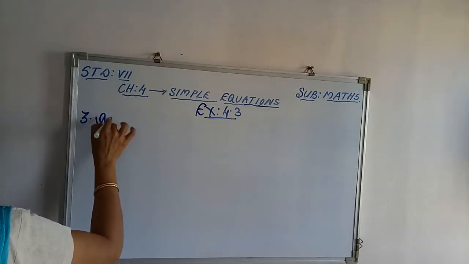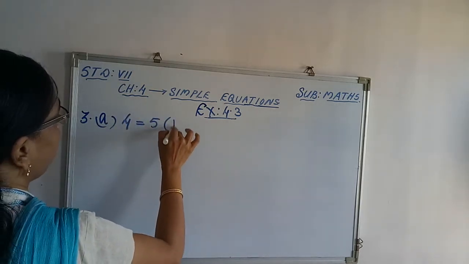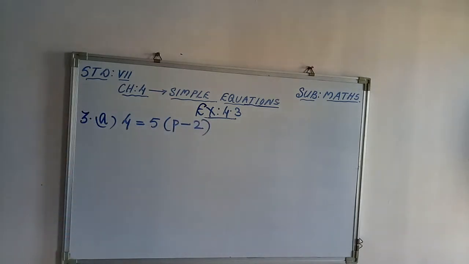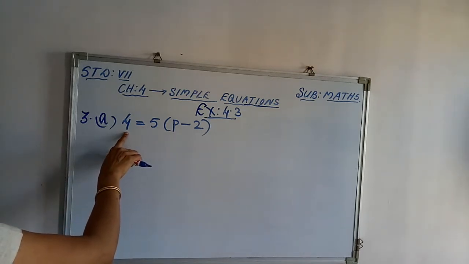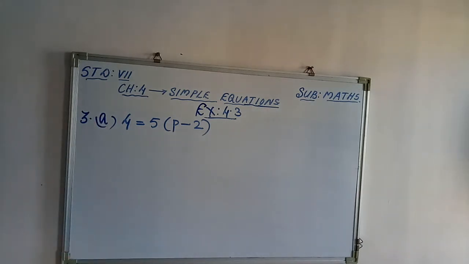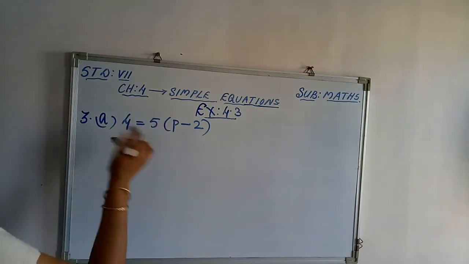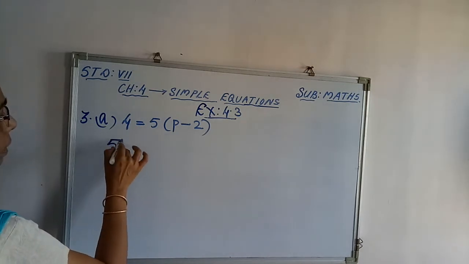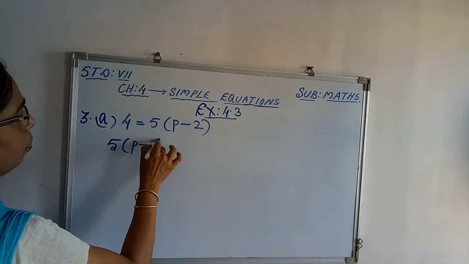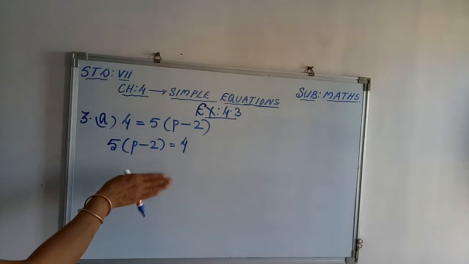First one, 4 is equal to 5 into P minus 2. Here first what we can do is the constant number, that we can change the sign for our convenience. So this way also we can do, but for our convenience I am going to change the LHS and RHS. So let me write the equation like this. 5 into P minus 2 is equal to 4. Okay. Now we know how to solve.